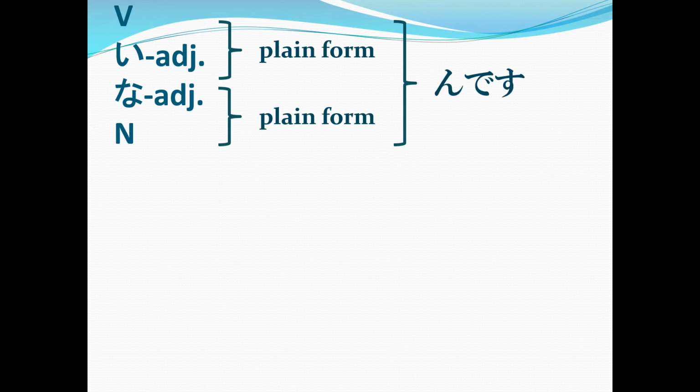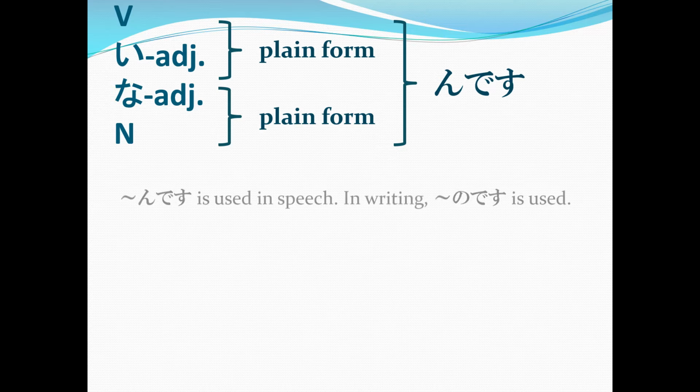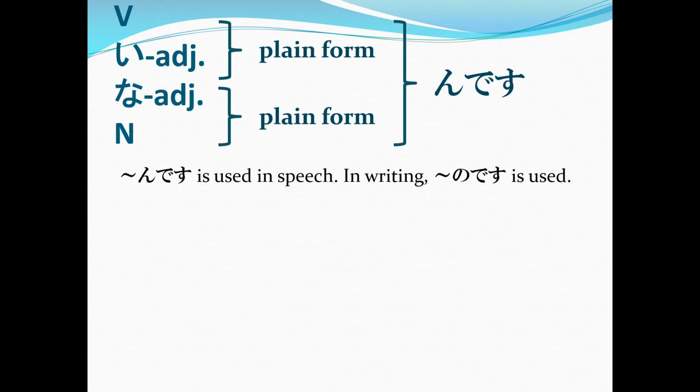So with lesson 26, our first sentence pattern is verb in its plain form desu, adjective in its plain form desu, and noun in its plain form desu. Now, what is this for? Or why do we have to add desu in our sentence? Now, take note that desu is used in speech, while in writing, no desu is used.